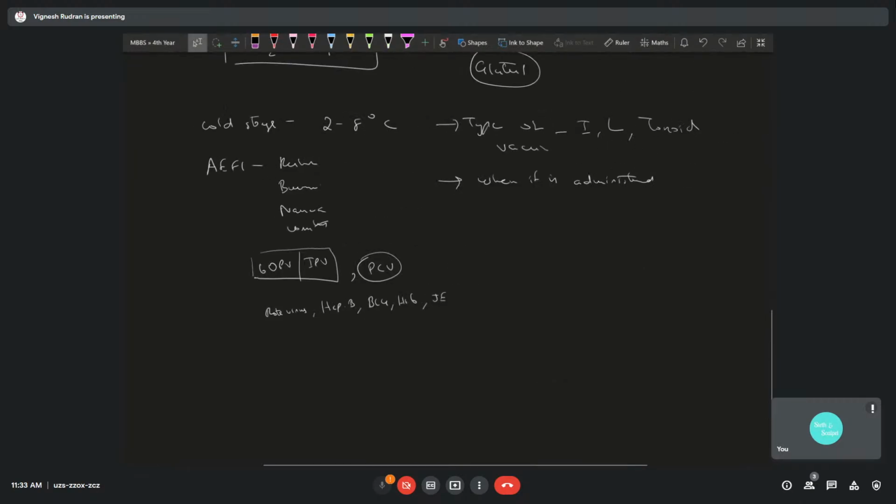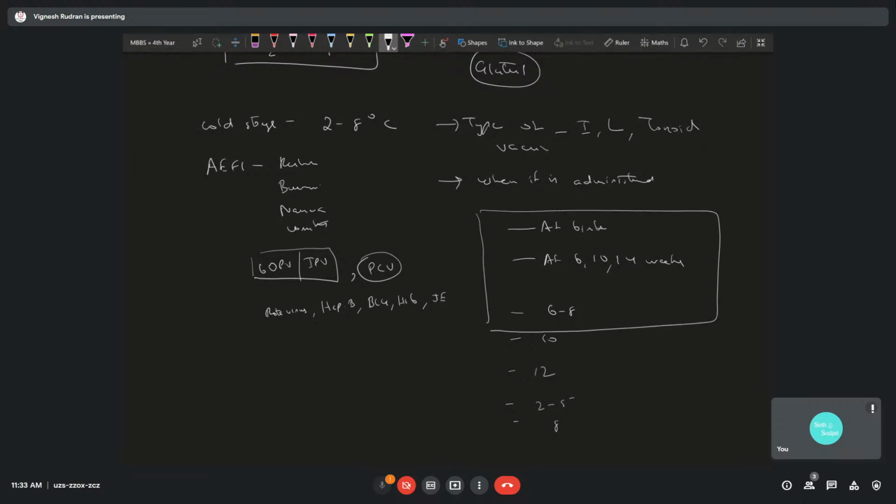So I'll give you a small trick for remembering the immunization schedule. So at birth, at 6, 10, 14 weeks, and then you have 6 to 8 months, 10 months, 12 months, 2 to 5 years, 8 years. So you focus on these three areas alone, because these are commonly asked questions, and they'll be asking this in your Viva. And once you start off telling your vaccination schedule, they're not going to wait till you complete it. If they know that you know some part of it, then they'll believe that you'll know the rest of it also.